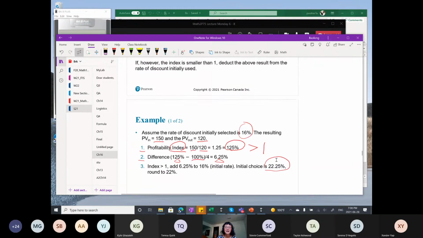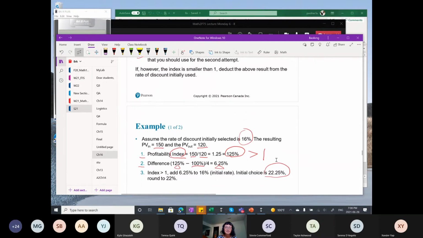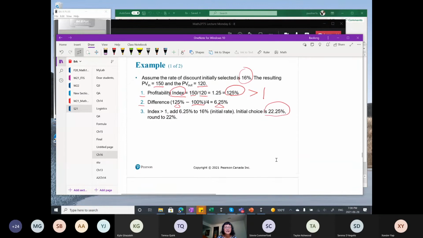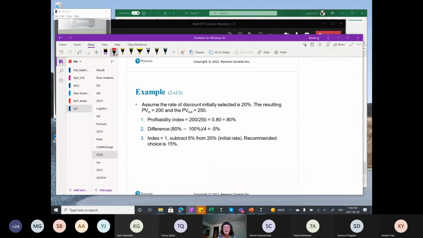So this is your second attempt. This is when index is greater than 1. How about if index is smaller than 1? So look at this example.